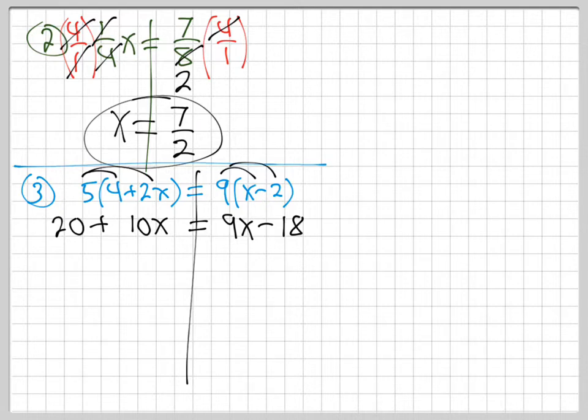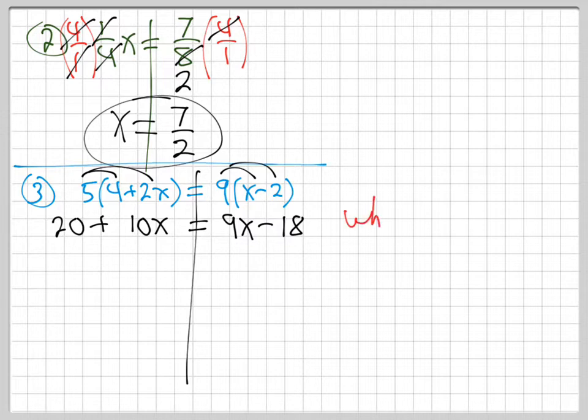Do you remember from your earlier algebra classes what you do when you have x's on opposite sides? Add or subtract, basically get rid of one of them. It doesn't really matter which one, just get rid of one of them because you don't want both of them. I usually just get rid of the lower one, although you could get rid of the higher one. So which is lower, 10x or 9x? 9x. So I'm going to get rid of the lower one.